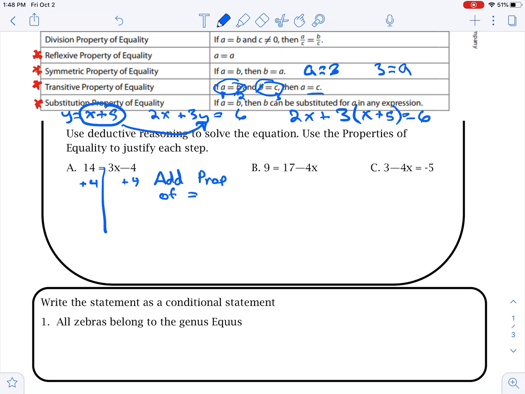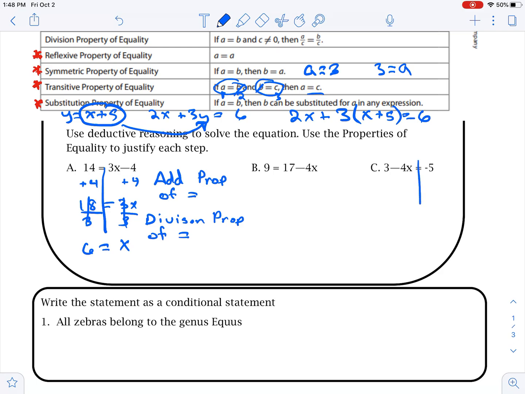of equality. And so that equals 18 equals 3x. And then when I divide by 3, hey, that's the division property of equality. And that cancels off, and you get 6 equals x. All right, but the big thing is naming it. So that's what we're looking to do as we go through.